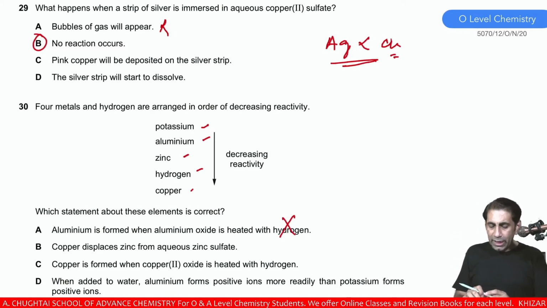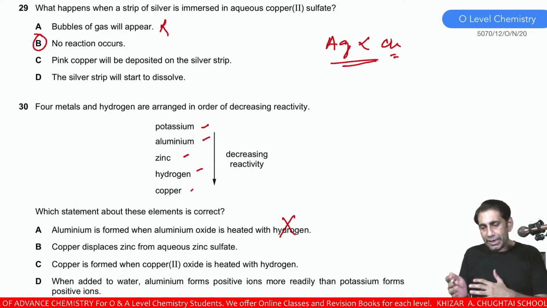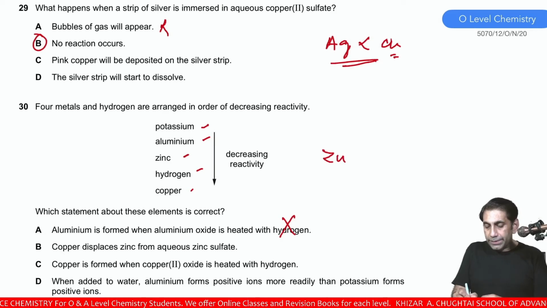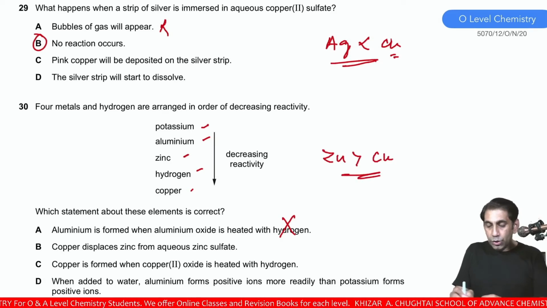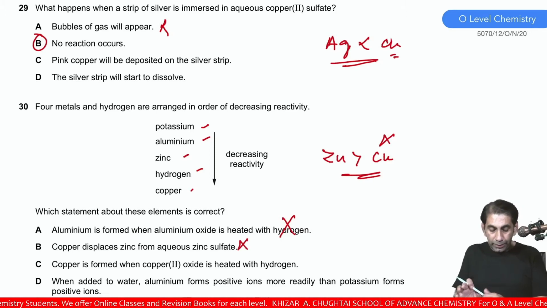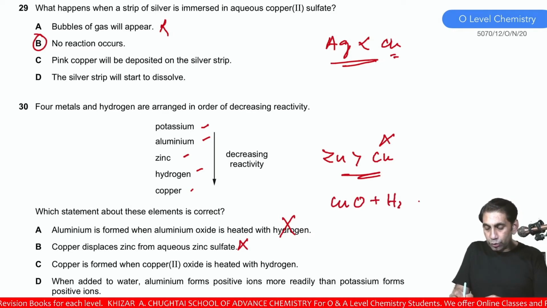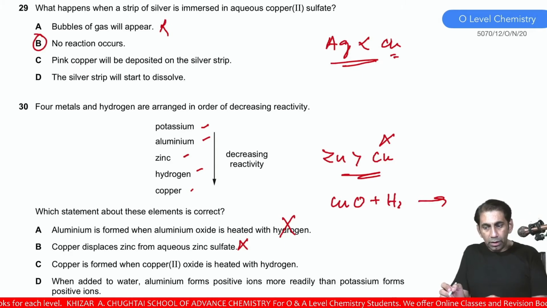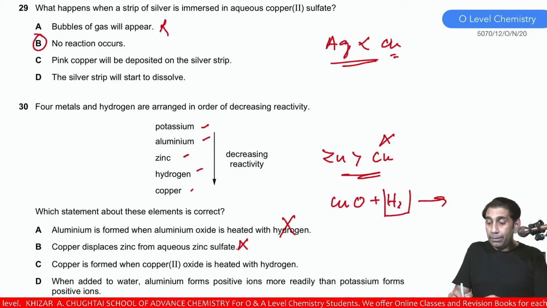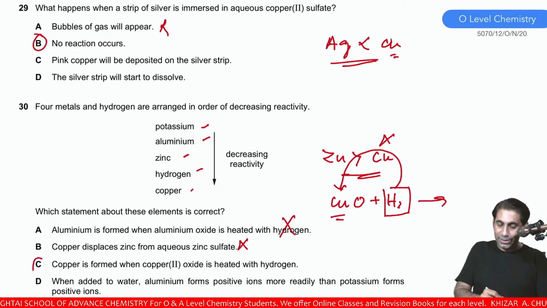Copper displaces zinc from aqueous zinc sulfate. No. Zinc is more reactive than copper, so copper cannot displace the zinc. This is wrong. Copper is formed when copper(II) oxide is heated with hydrogen. CuO plus H2. Is it feasible? Yes, it is feasible because hydrogen is more reactive than copper. C is the correct option.